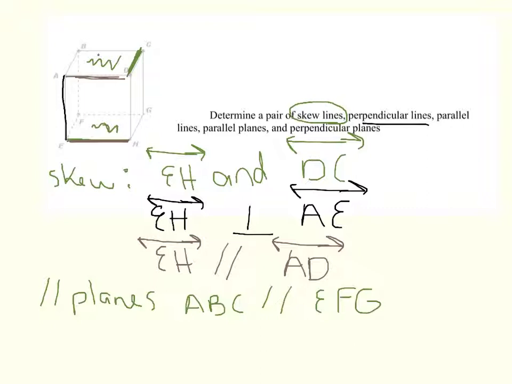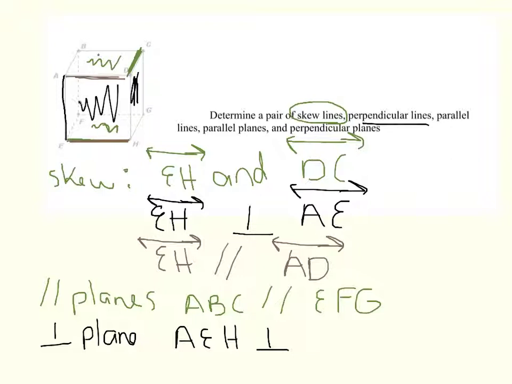For our last one, we need perpendicular planes, so these are kind of like sides of our box that are intersecting or touching one another. For our perpendicular plane, I'm going to use this front face here that we can see right now, AEH, and it's perpendicular to, we'll say, this side face. So these are our two faces that we're talking about, side DCG.